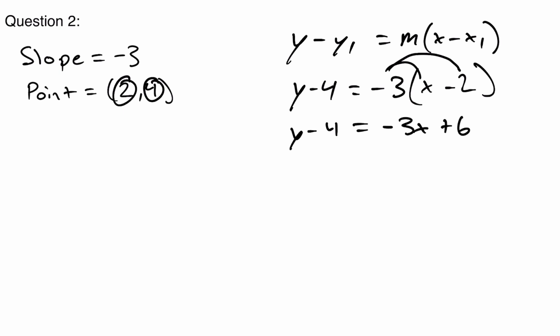And now let's remove our negative 4. So we can add 4 on this side, and that'll cancel. We can add 4 on the other side, and that'll make our final answer y is equal to negative 3x plus 10.